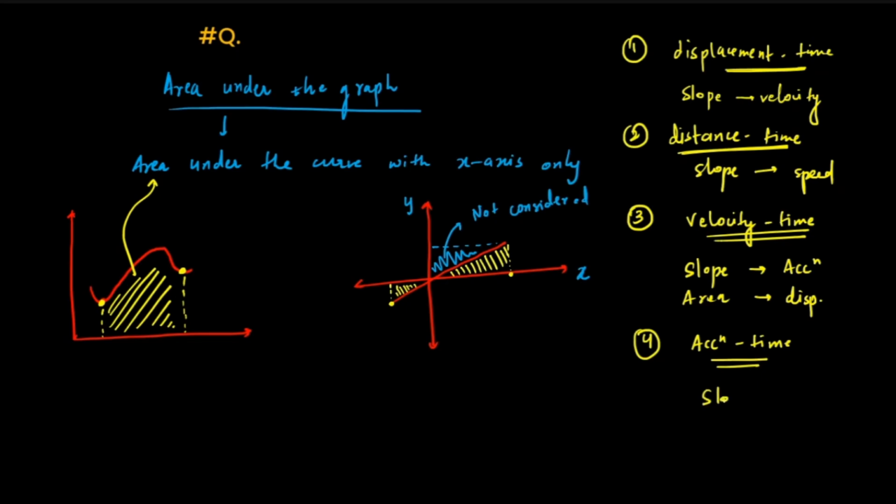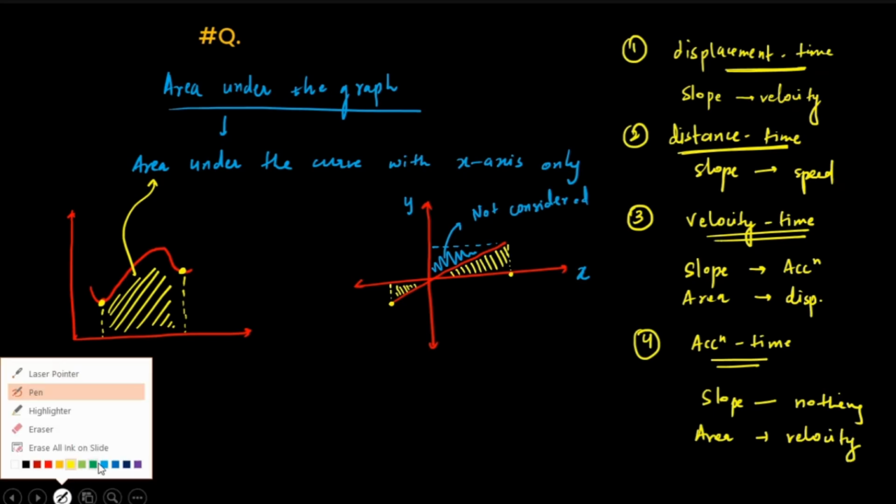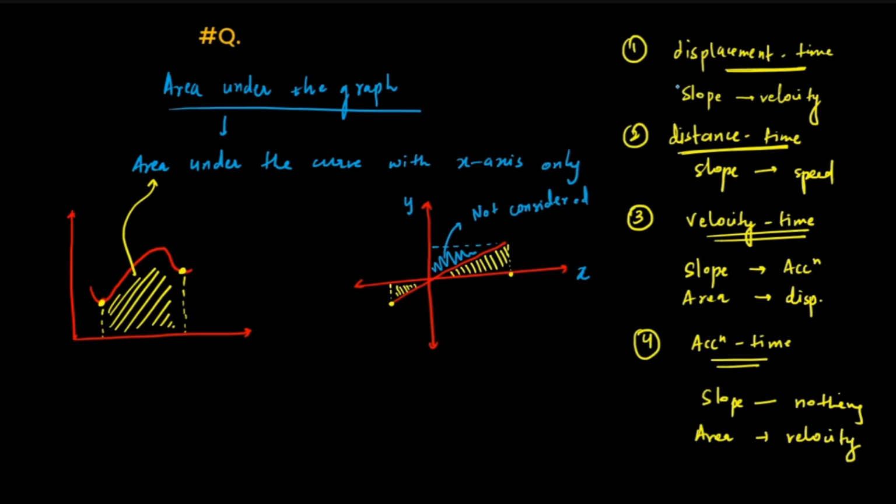Again, the slope of the acceleration time graph will give us nothing, whereas if we talk about area, it will give us velocity. Now I guess it's easier for you to understand how it goes. The slope of a displacement time graph will give us velocity. The slope of a velocity time graph will give us acceleration. If we talk about the area of an acceleration time graph, it will give us velocity. If we talk about the area of a velocity time graph, it will give us displacement. So this is how you can remember it.